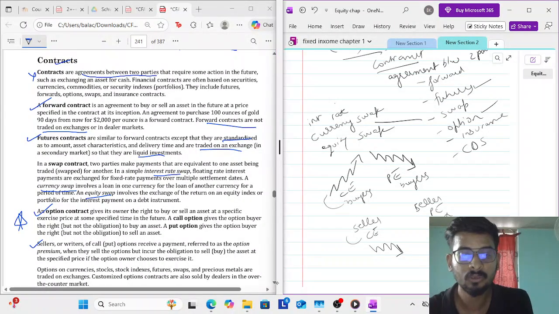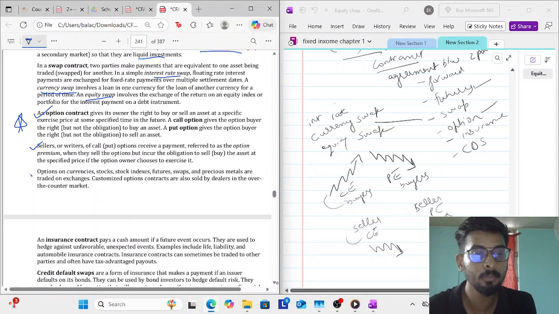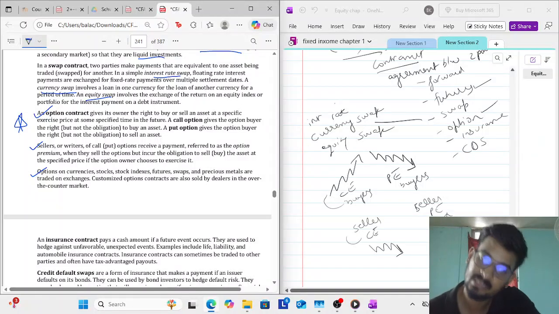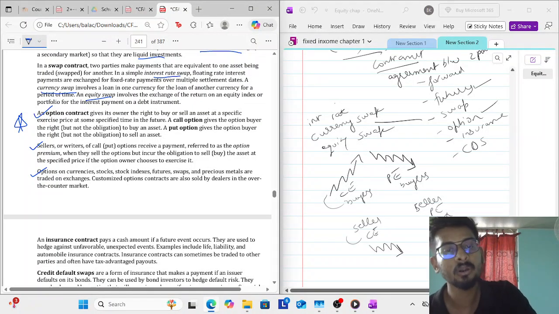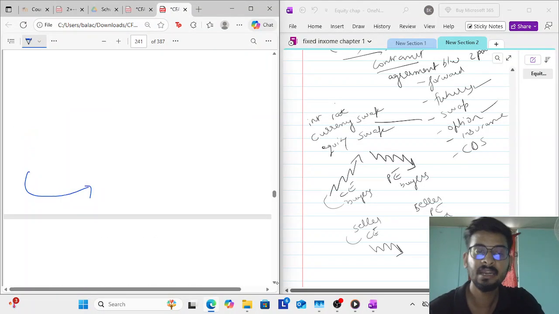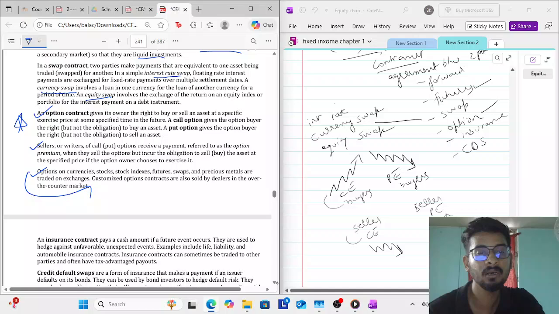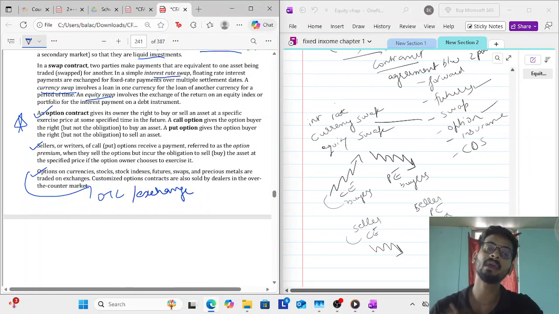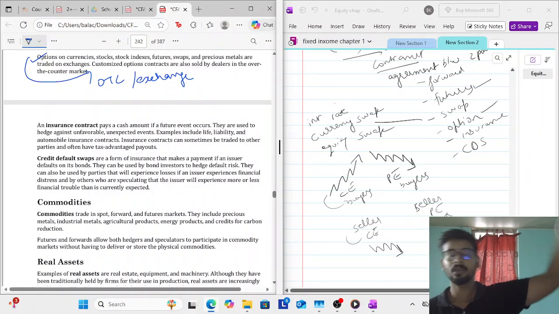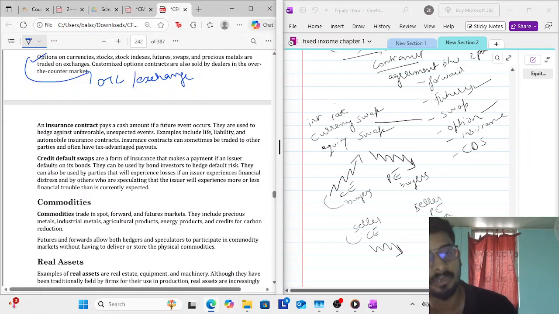Okay, so this is mainly talking about equity. Now options on currencies, stocks and stock indices, futures, swaps and precious metals are traded on exchange. Customized option contracts are also sold by dealers in the OTC market. So options are of two types: either in OTC or on exchange. So it can be both forwards and futures option. Sorry, it can be traded on exchange and it can also be not traded on exchange. Don't mess it up. Futures is just a different instrument.